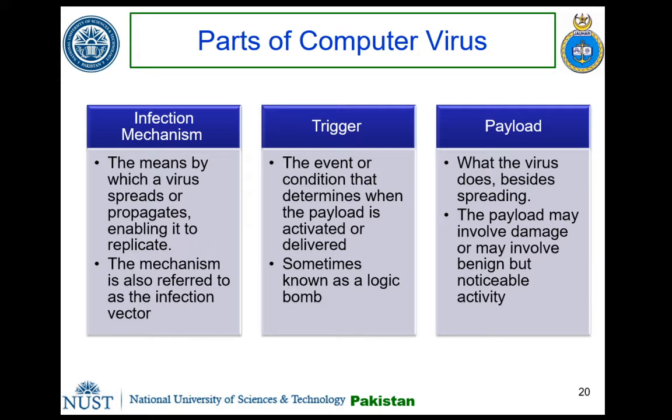There are three parts of a computer virus. More generally, many contemporary types of malware also include one or more variants of each of these components. That is the infection mechanism, trigger, and payload. First of all, infection mechanism. The means by which a virus spreads or propagates, enabling it to replicate, is called the infection mechanism. The mechanism is also referred to as the infection vector.